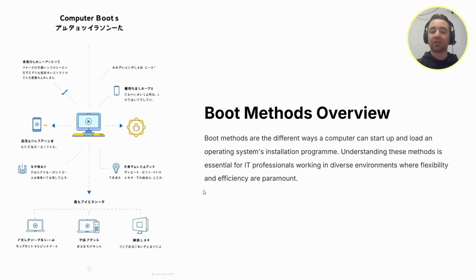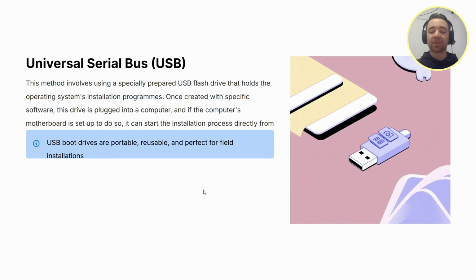Let's move on. Okay, the first one you need to know about is USB. This one's pretty self-explanatory, right? This basically involves you have your bootable OS on a USB flash drive, and that holds the operating system's installation programs. Once created with specific software, you just plug the drive into your computer, and then you can start that installation process from the USB stick. Okay, it is versatile, it's convenient. They're portable, reusable, and perfect for field installation. So if you have to go out to a site and install something, just take it on a USB stick. That's pretty easy, pretty simple, right?